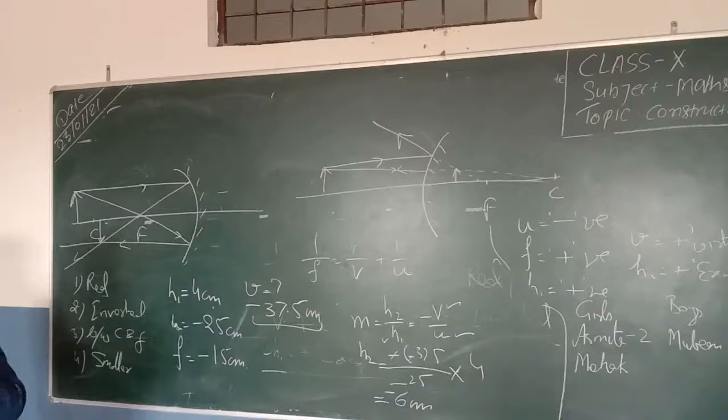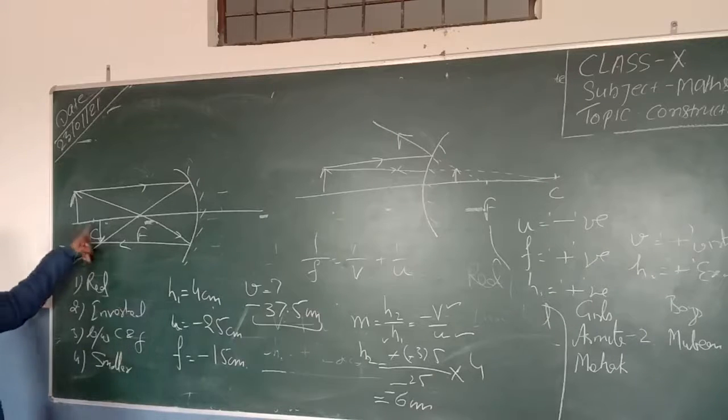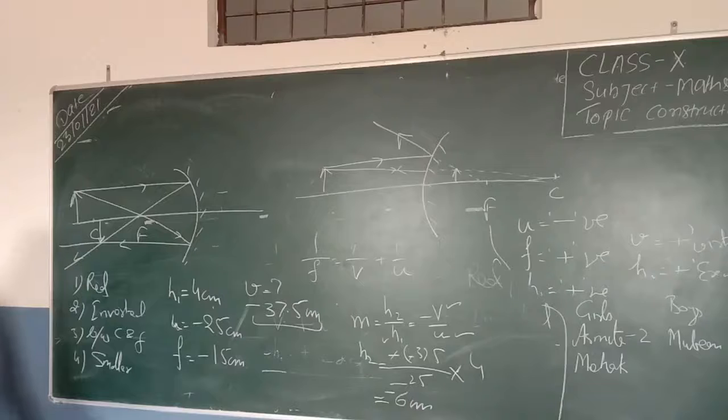And the line passes from pole and the focus. This is not the definition of center of curvature. This is center of curvature. The radius. Center of curvature is not the radius. This is a point. Right? Define center of curvature. And the center of the sphere.